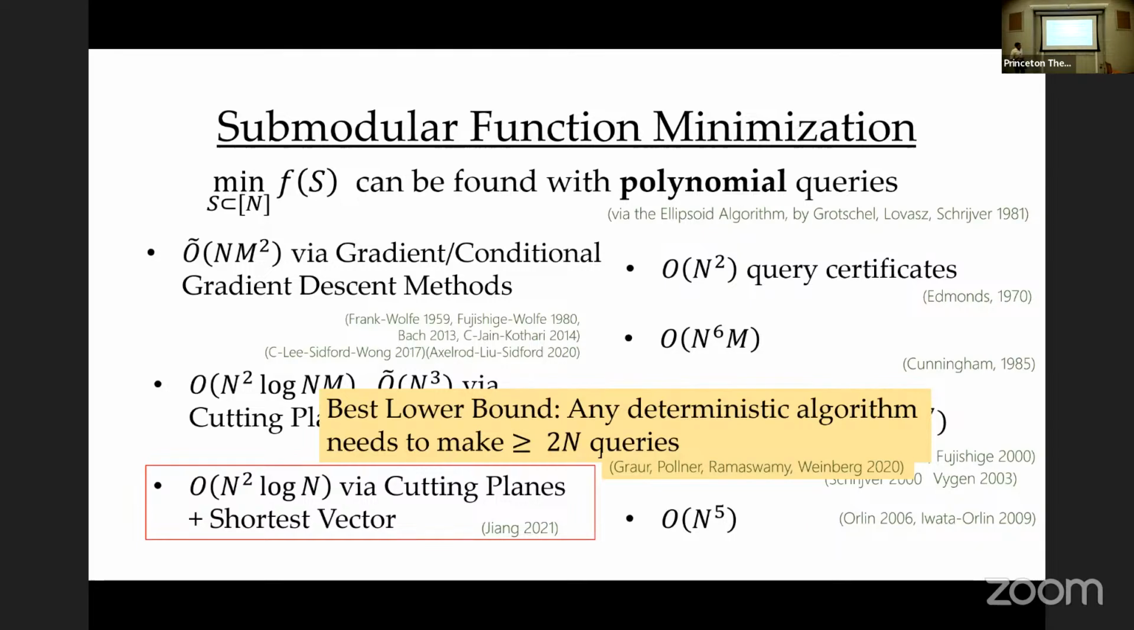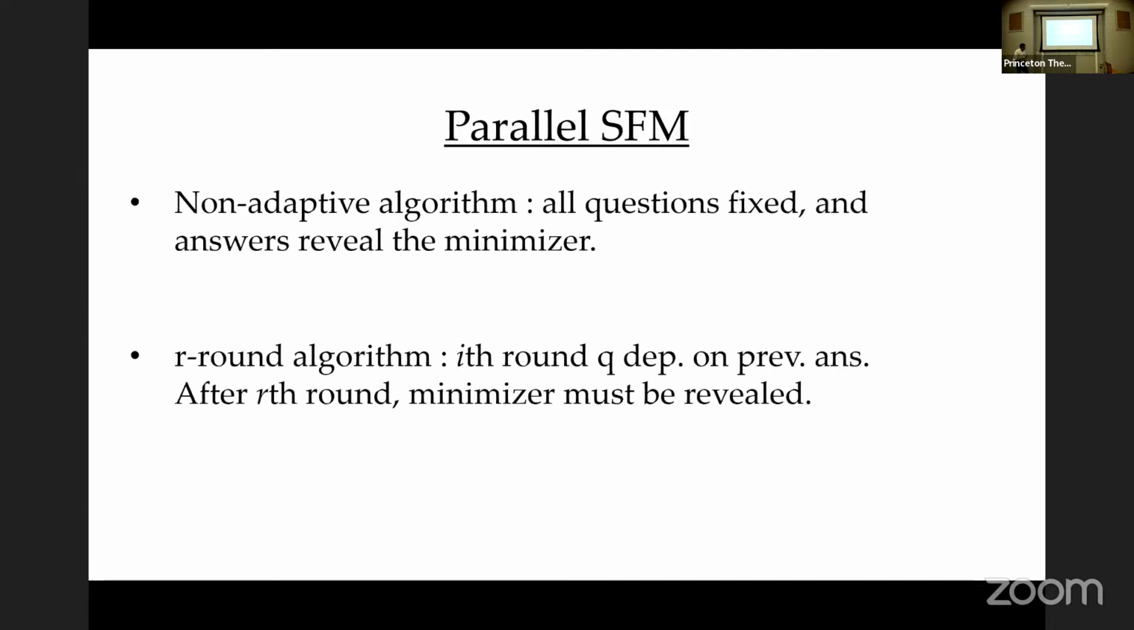So for most of the rest of the talk, I'm going to talk about something slightly different. Instead of focusing on query complexity, we're going to focus on something else, which has been called parallel submodular function minimization. This whole problem is a query access algorithm problem. You're querying some objects, getting some answers, and querying some more objects and getting more answers. So there's a notion of depth, parallelism or adaptivity. A non-adaptive algorithm would make all the queries up front, get the answers, and return the minimizer. That's a non-adaptive algorithm, or a one-round algorithm.